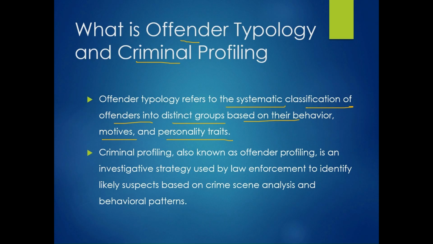The second term that we have is called criminal profiling. It's also known as offender profiling. It is an investigative strategy used by law enforcement to identify likely suspects based on crime scene analysis and behavioral patterns. So, this is a technique used by investigators to understand who the criminal might be. And how are they going to do it? Based on the clues from the crime scene, looking at how the crime was committed and the kind of person who could have probably done it. Think of it like creating a psychological sketch of an unknown offender. So that is criminal profiling.